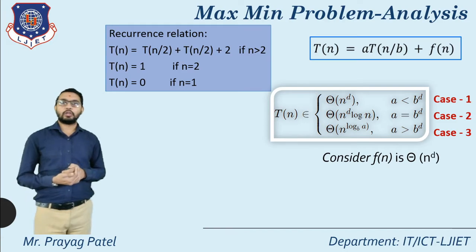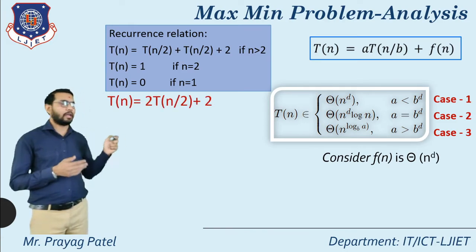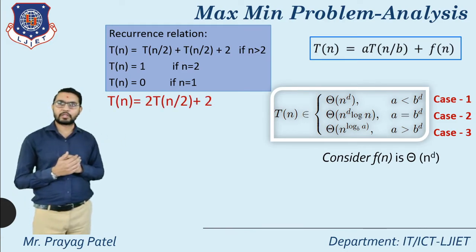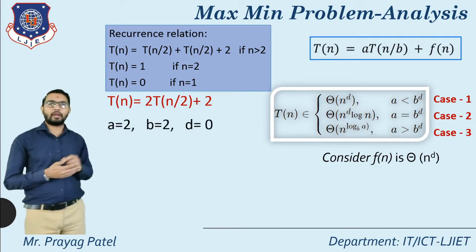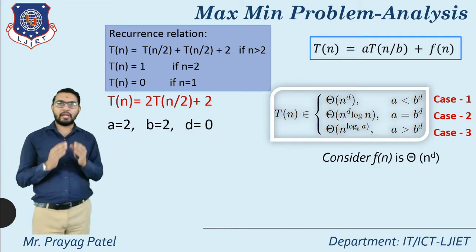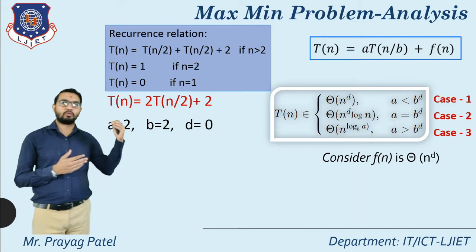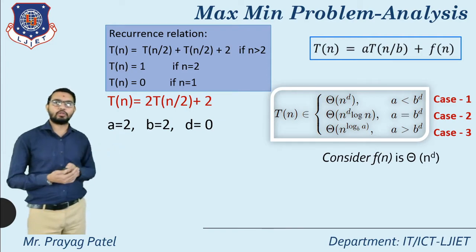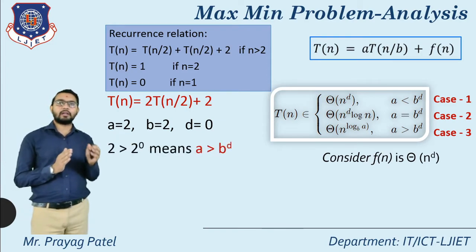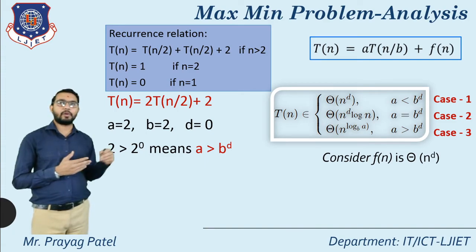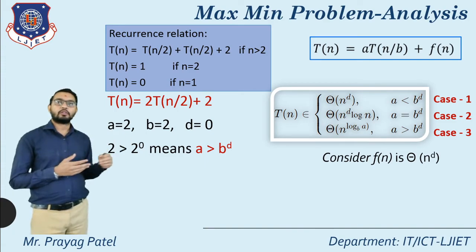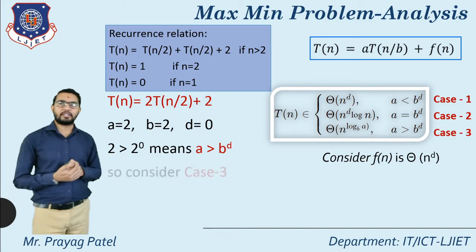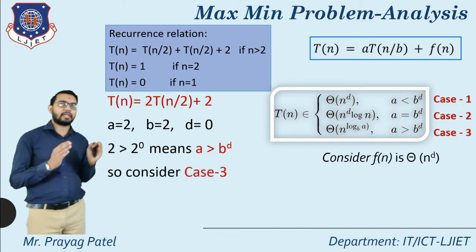Now consider f of n is theta of n raised to d in the given recurrence relation. So the given recurrence relation is T of n equal to 2 T of n by 2 plus 2. So here the value of a equal to 2, b equal to 2 and d equal to 0, because n raised to 0 equal to 1. So the functional part f of n is considered as a constant 1. So d equal to 0. Now 2 greater than 2 raised to 0 condition is satisfied, because 2 raised to 0 equal to 1. So a greater than b raised to d condition is satisfied. So we apply case number 3.